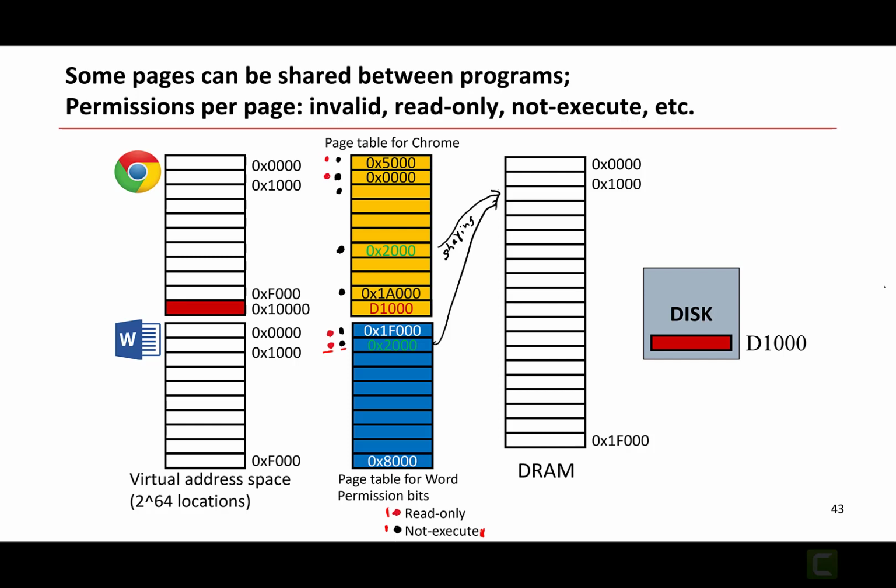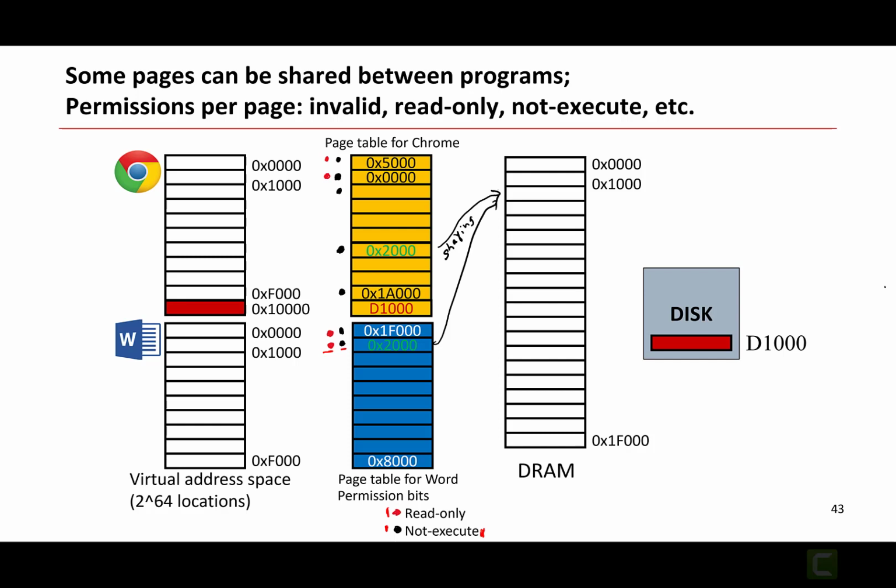In addition to keeping track of the permissions, another feature of virtual memory is that it allows you to isolate different processes from accessing each other's data. Sometimes you may want to enable sharing between different processes. Now, why would that be interesting?